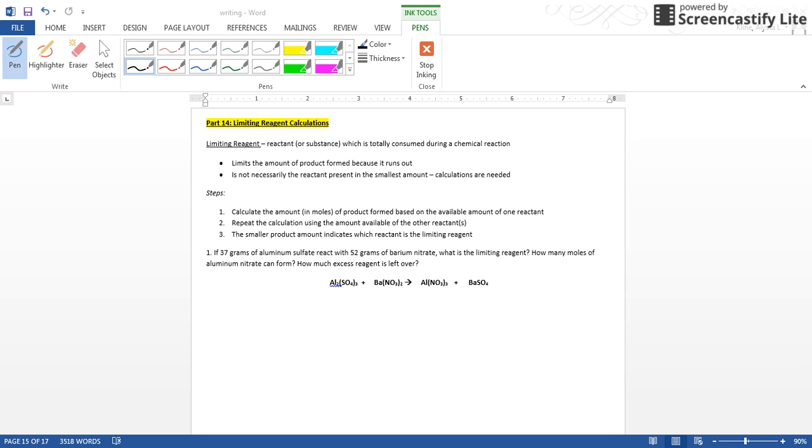Okay, so we're going to tie this all together now into what's called limiting reagent calculation. Hopefully you just looked at the simulation online for limiting reagents and you have a conceptual idea of what these things are. We're going to go ahead and work on some calculations dealing with them now.